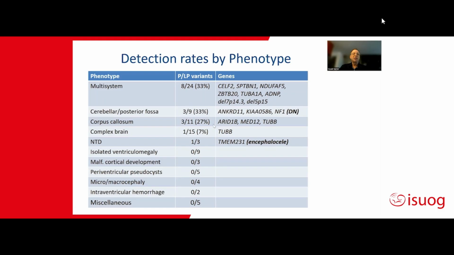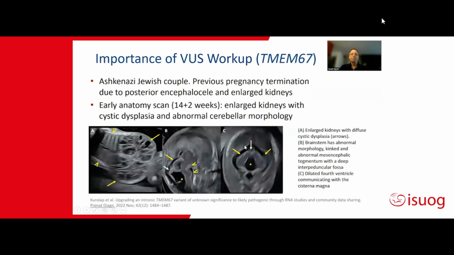So for the multi-system abnormalities in the prospective studies, we had a detection rate of 33%. And of course, we had detected both mutations. We'll talk about this NDUFF5 case a little later. And then we also found some microdeletions. And of course, we had other abnormalities. This was an interesting case that appeared to be an encephalocele caused by a TMEM231 mutation.